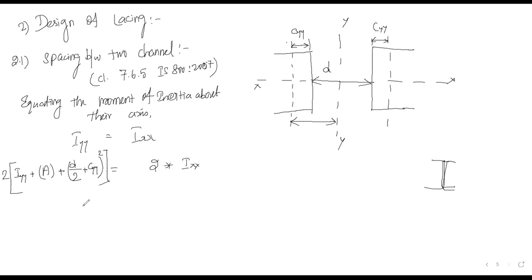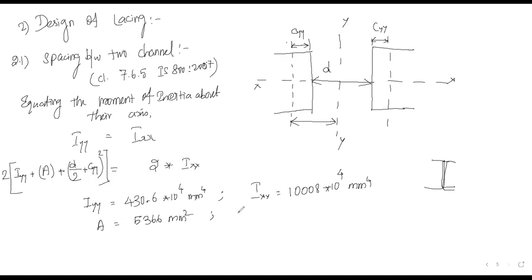Now from the handbook, the Iyy value is 430.6 into 10 to the power 4 mm to the power 4. Similarly, the Ixx value from the handbook is 10,008 into 10 to the power 4 mm to the power 4. The area we already know is 5366 mm square, and the Cyy value is 24.4 mm. These are the values we need. Now we substitute these values to get the value of d.